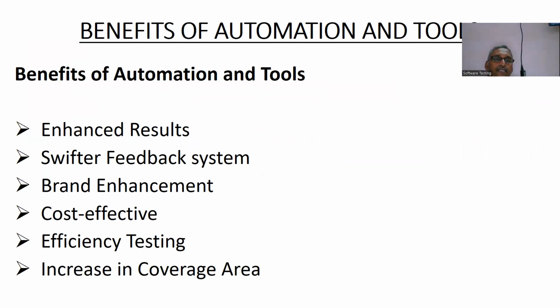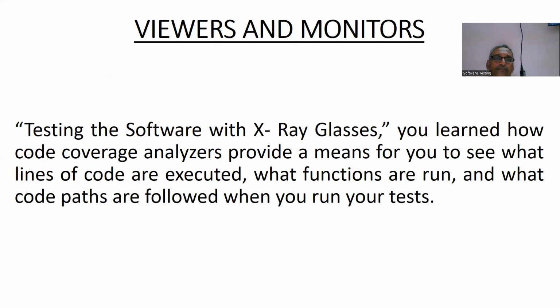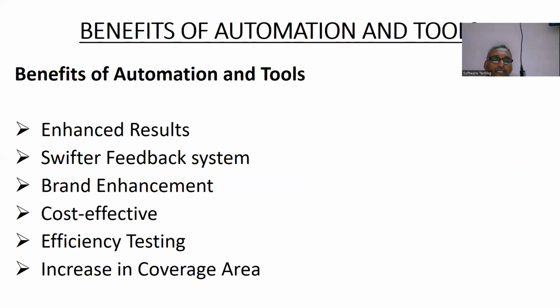First one, enhanced result, swifter feedback system, brand enhancement, cost effective, efficiency testing, increase in coverage area. First one, enhanced result. Since automation testing saves plenty of time even when complex and enormous systems are taken into consideration, this allows testing to be carried out repeatedly, delivering better and faster results with significantly lesser effort and reduced time. Next, swifter feedback system.